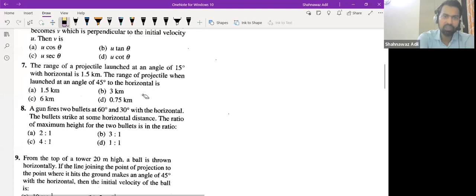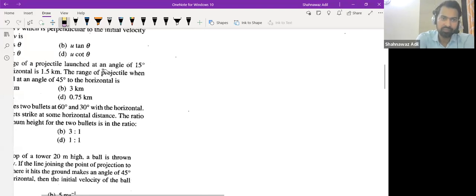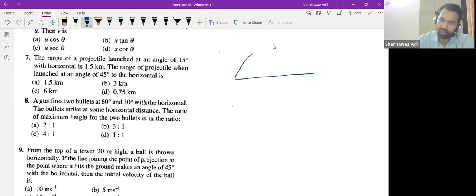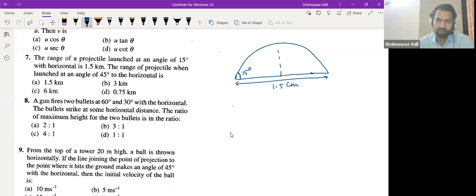So let us do this seventh question. The range of the projectile is launched at 15 degrees. This is a greater angle in the drawing, but let's assume that it is 15 degrees with the horizontal, and the range is 1.5 kilometers.